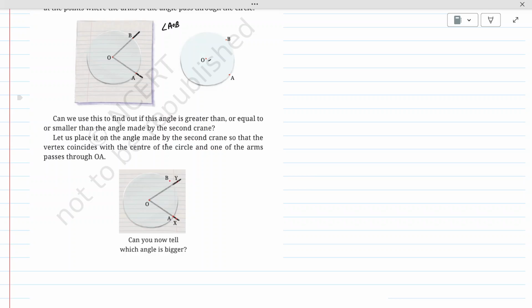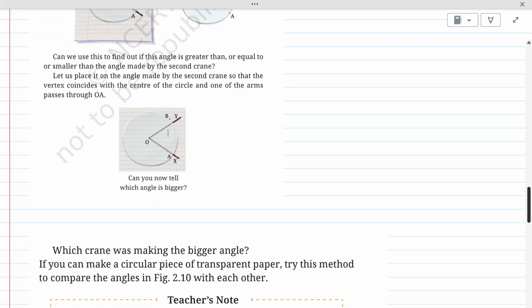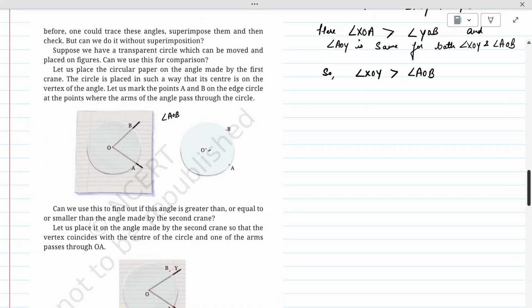Now we have 4 points, the first 2 points of the first angle, the second 2 points of the second angle, and we can very well see by looking at this which arm is bigger. This is a kind of activity which can be done in the school, in class, to understand this. Okay, so today we have learned two methods to compare the angles.